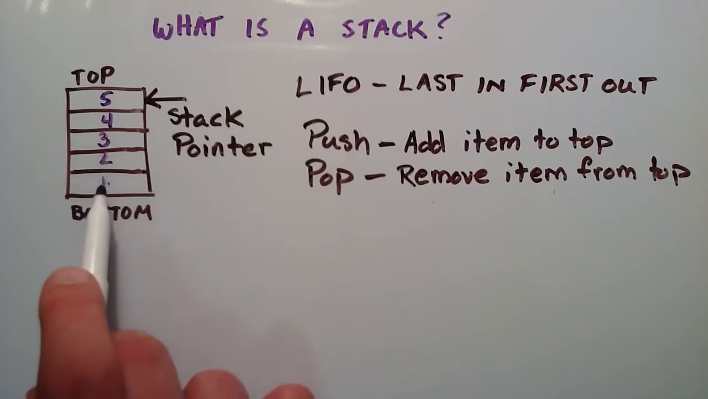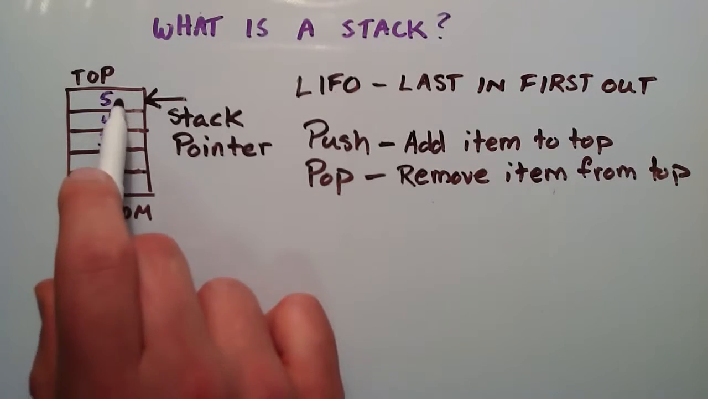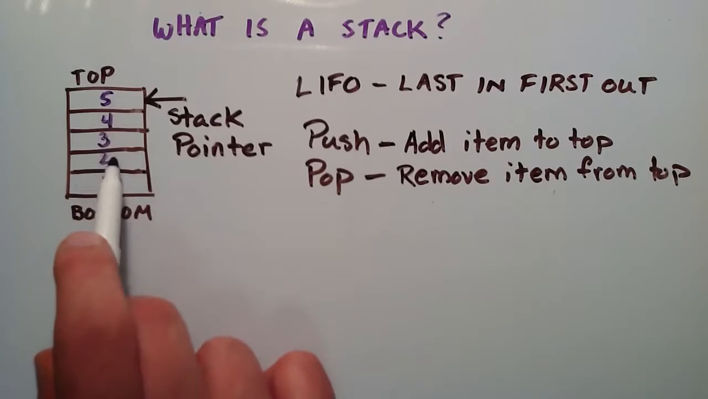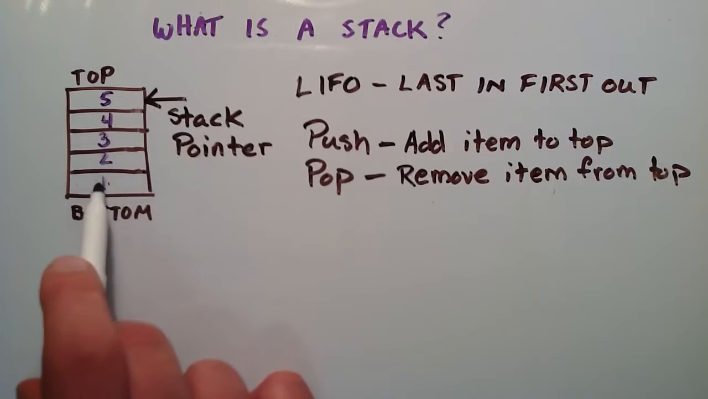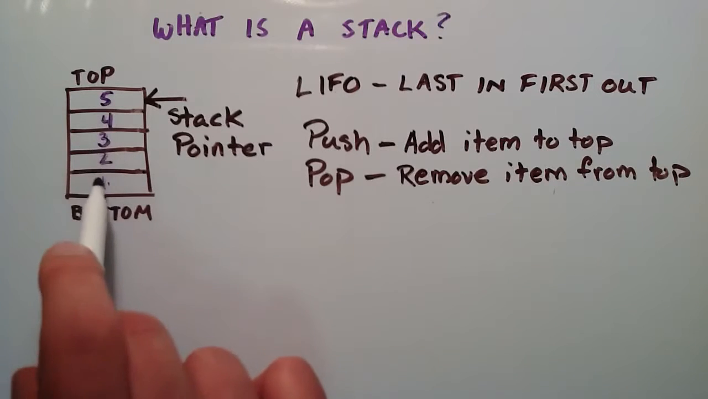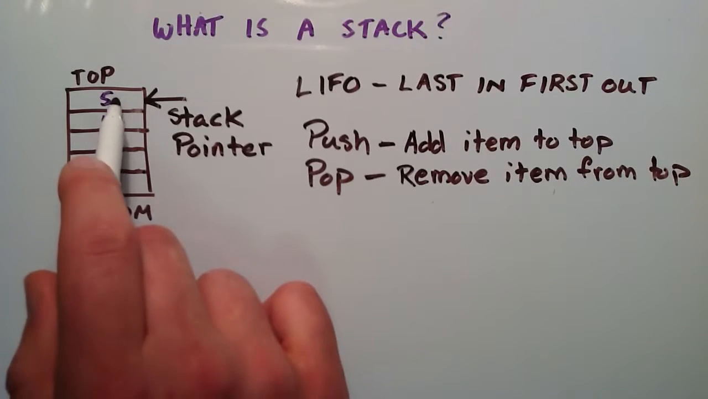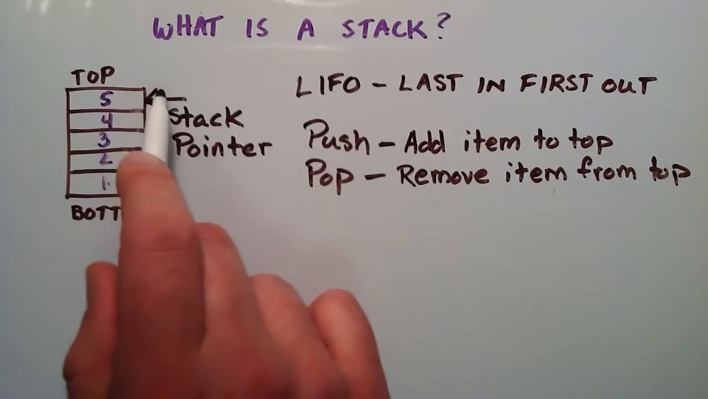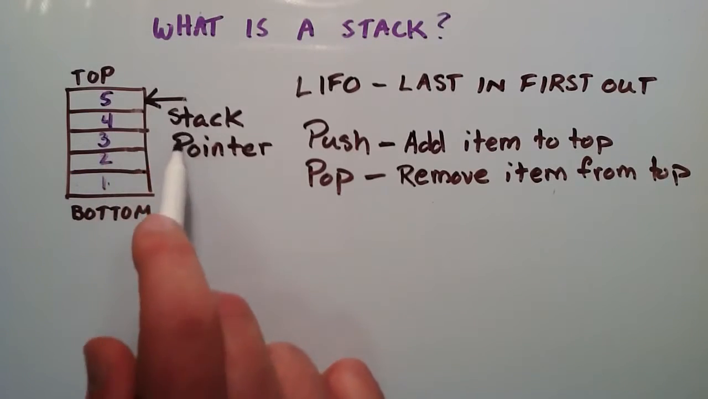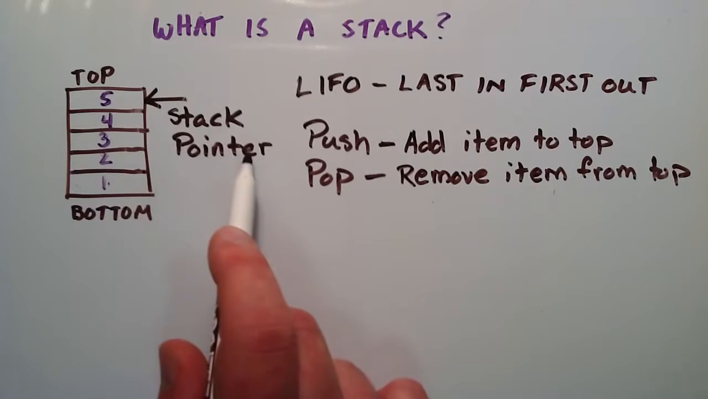Basically what we have here is 5 different items, and you can think of these as 5 different nodes. Each node contains some data in it, and they're just stacked on top of one another. And the top item at the very top of the stack is being pointed to by a pointer that we call the stack pointer.